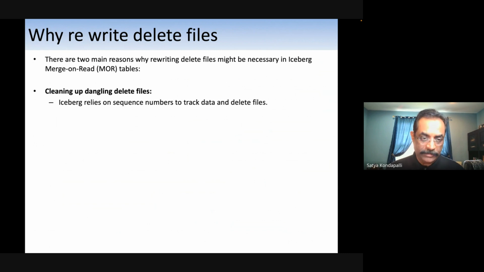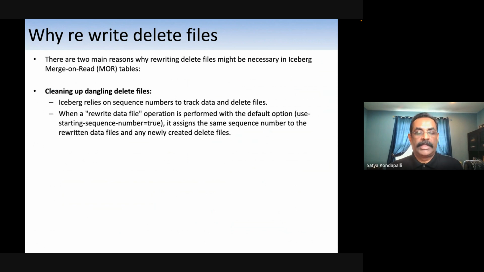What are the dangling delete files? Iceberg relies on sequence numbers to track data and delete files. Let's say you have data files 1, 2, 3, 4. When it creates a delete file, it assigns the same sequence number, and when you merge, you use the sequence number. Otherwise, I have a delete file, but who does the delete file belong to? We should know the original data file using the sequence number when you assign the data files and delete files.